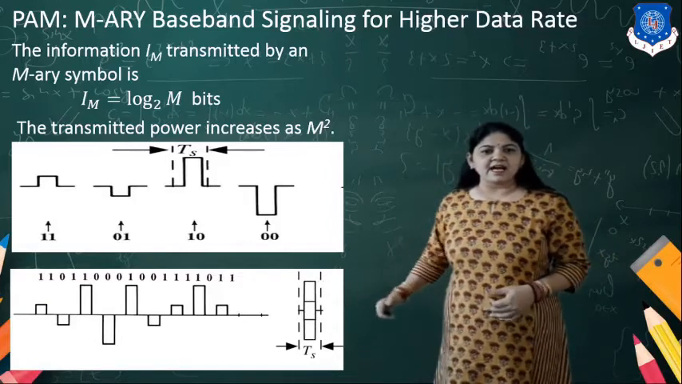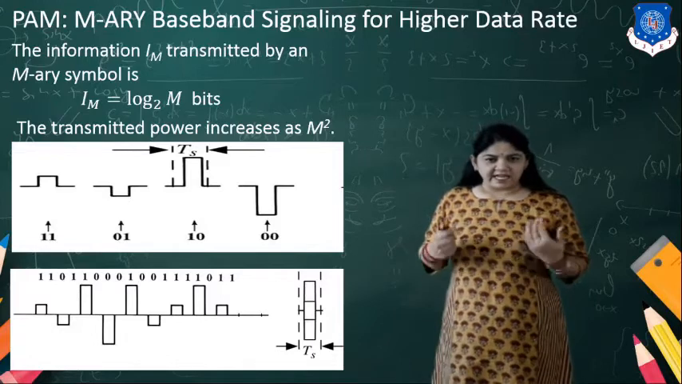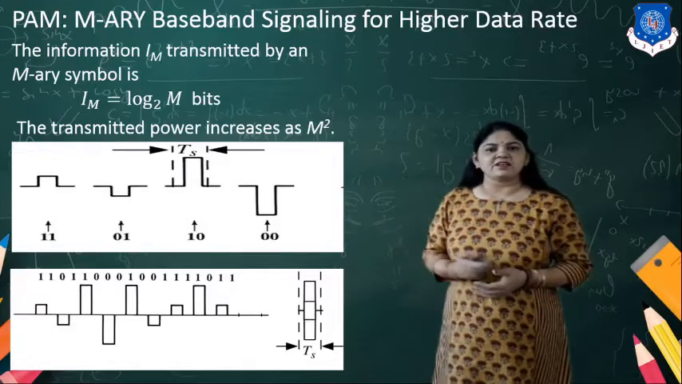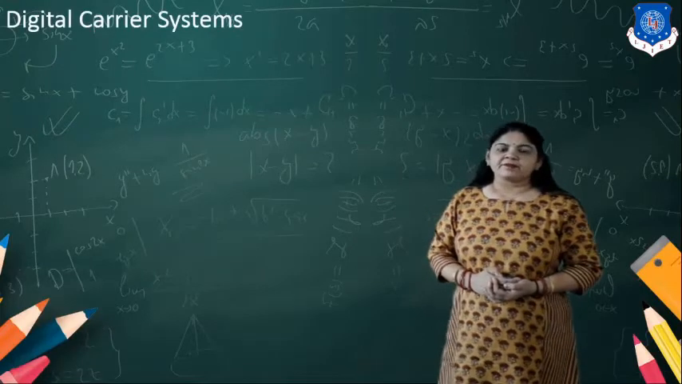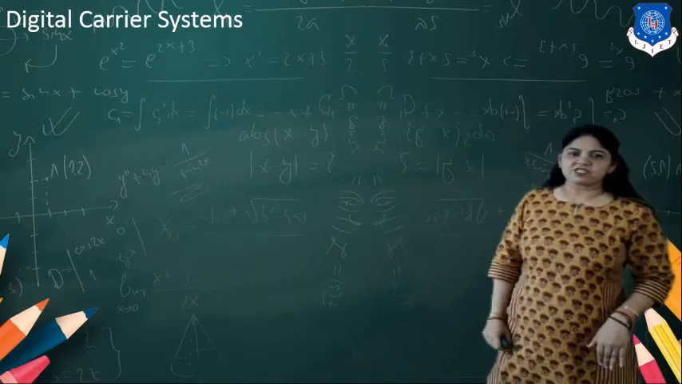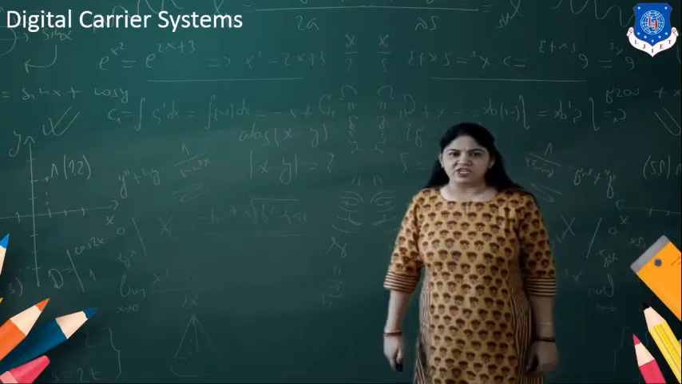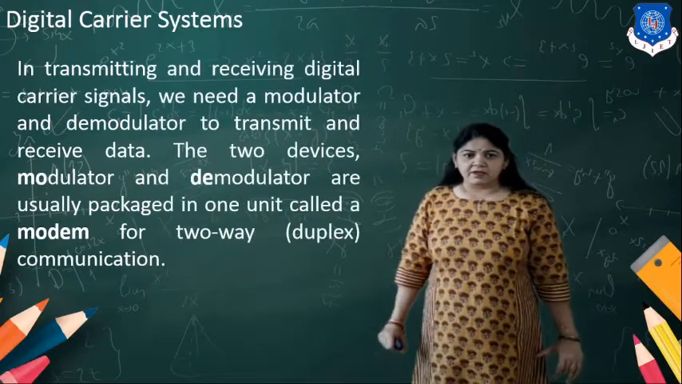So here you can see the whole diagram of the data, and here it is in the form of symbols. So this way we can transmit a higher number of bits over the communication channel. Next is the digital carrier system.